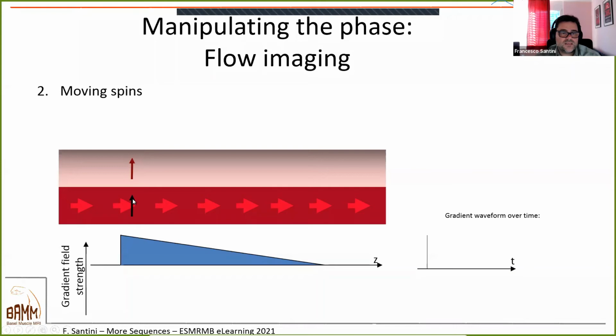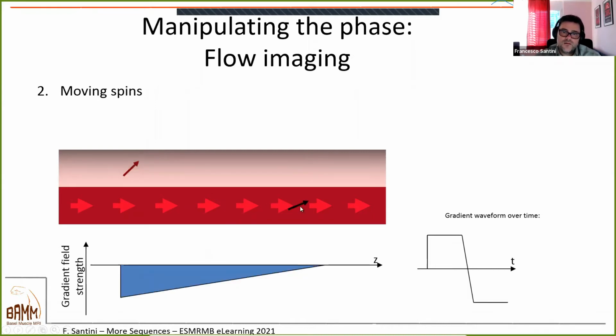But what happens now if we have a spin in blood? So this will not stay still. While the gradient is active, this will increase its phase, but it will have traveled. So it will not always experience the same phase as we had when it was here, because the gradient gets weaker in this direction. Then when we invert the gradient, it will be low enough that it cannot go back to its initial phase value. So it will have acquired a non-zero phase in the end.